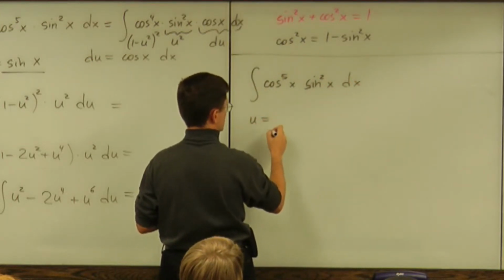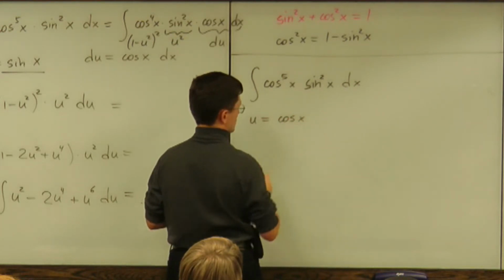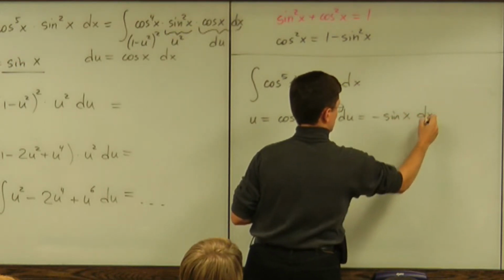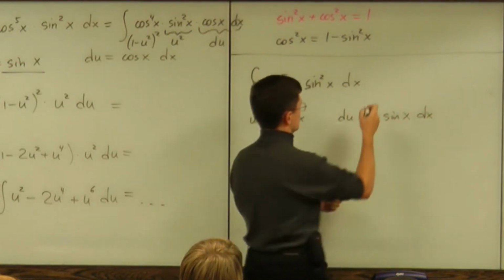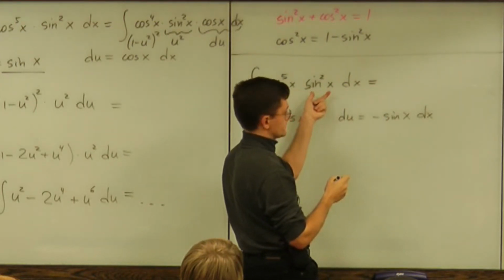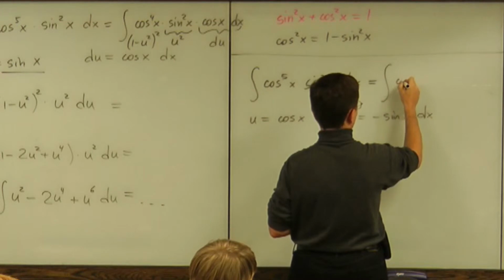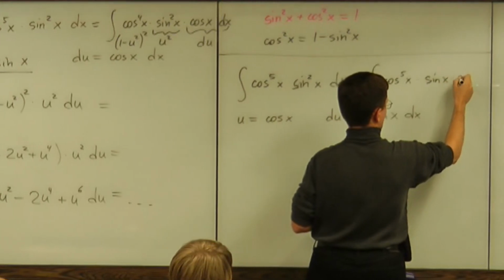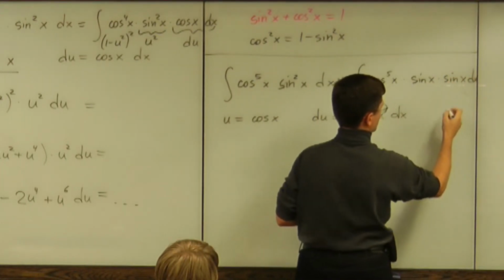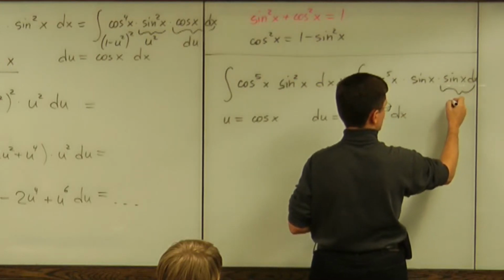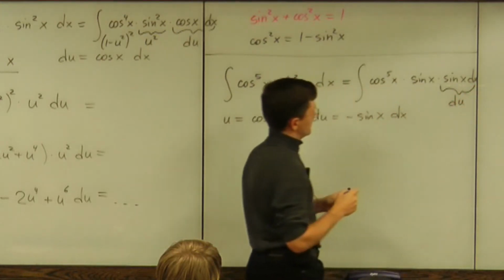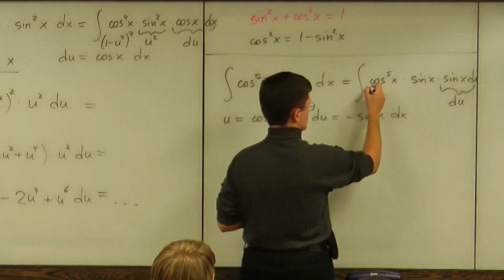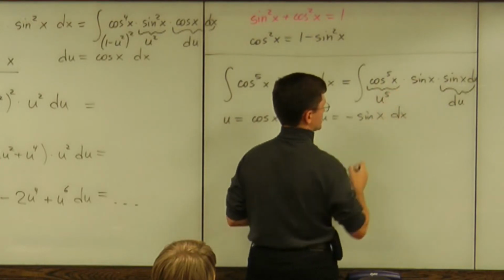But proceeding with u equals cosine x, then du is negative sine x dx, and to make that du I have to separate one of those sines. And that sine together with dx makes du. And what I have left is again in terms of cosine and sine. And cosine is easy to deal with. It's u to the power 5.